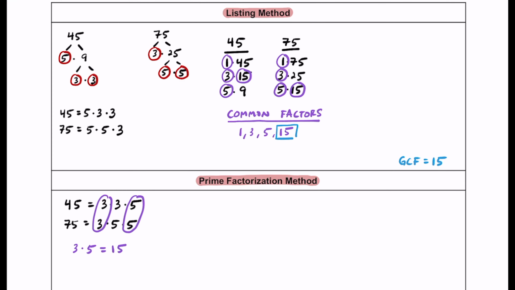So just from looking at what they had in common, it was this 3 and they both had a 5. Then you can go ahead and multiply 3 times 5, and we know the GCF for 45 and 75 is equal to 15, right? That's always going to work. Just circle the common primes they have, and you don't need to list out all the factors. So if you look back at the first listing method, we can see that the GCF of 15 does match the GCF we just got here.